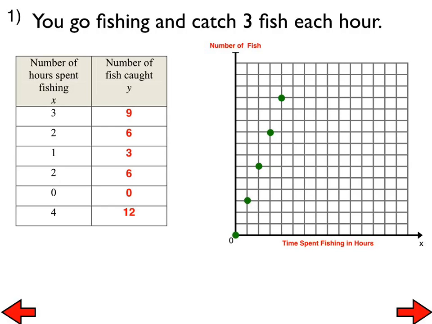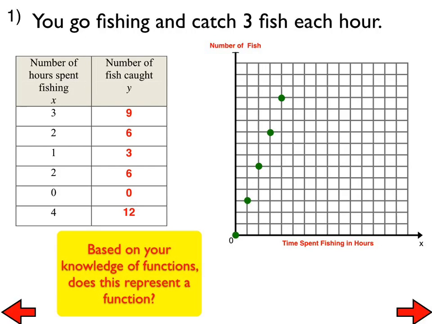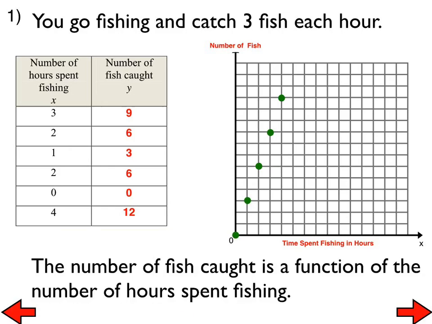What would the function rule be for this situation? It would be y equals 3x, and that's another proof that this is a proportional relationship. Based on your knowledge of functions, does this represent a function, yes or no? Yes, it does. So I would like you to write this statement down below your table and graph: the number of fish caught is a function of the number of hours spent fishing.